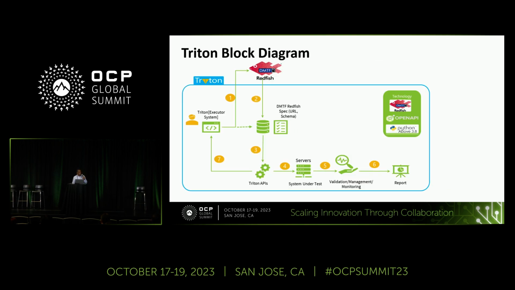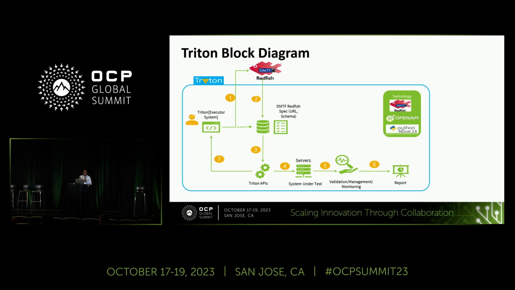Let me move on to the overall block diagram of how Triton works. Triton actually starts from the executor machine, which is probably a Linux-based server. You can use it to trigger the Triton software. The moment you trigger the software, it takes the DMTF Redfish specification and the schema information remotely from dmtf.org. Again, it's an optional stage. You can even skip it if you have already downloaded those specifications in your local repository.